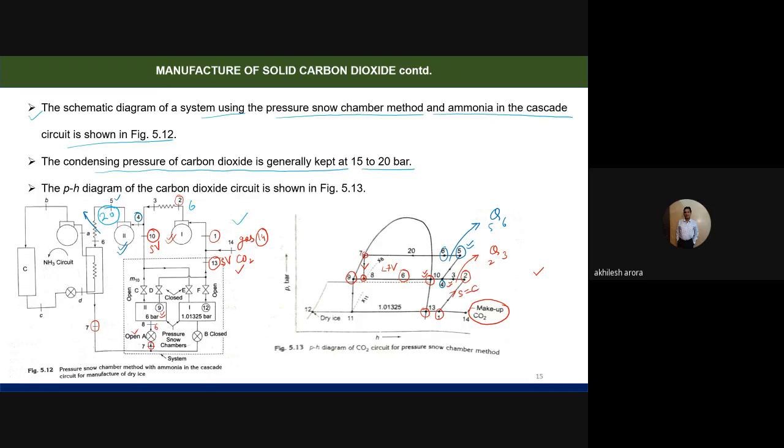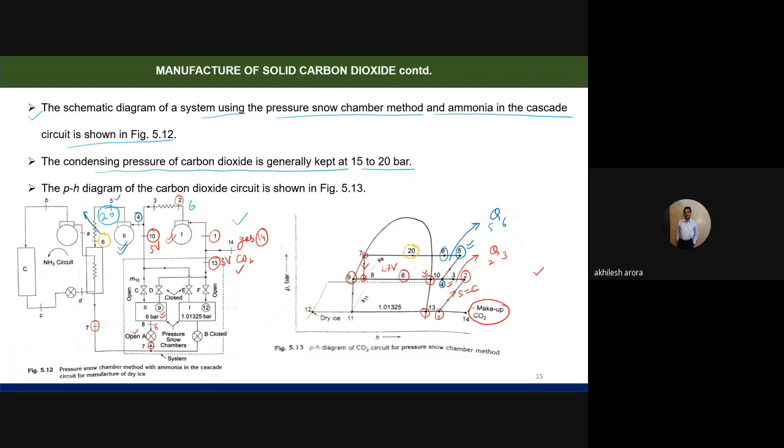Okay, so we were at point number 6. Now what is happening at point number 6? Point number 6 is here. The superheated CO2, or you can call it a CO2 gas also, at a pressure of 20 bar is entering into the cascade condenser. So in this pH diagram, the ammonia circuit is not shown.